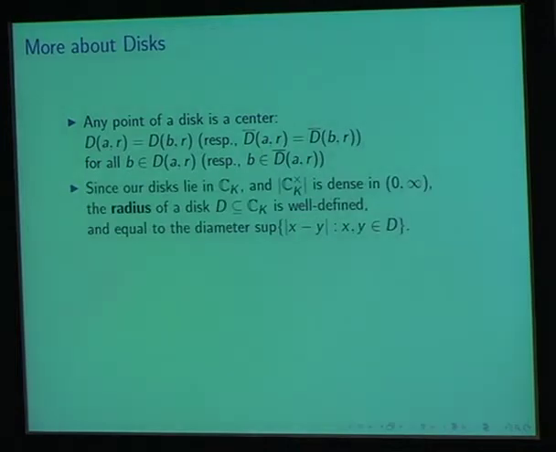So centers are not well defined, but because I'm working over CK and because the value group of CK is dense, the radius of a given disk is a well-defined quantity. In fact, it coincides with the metric space diameter of the disk used as a set in the metric space. Again, these things are fairly easy to prove.